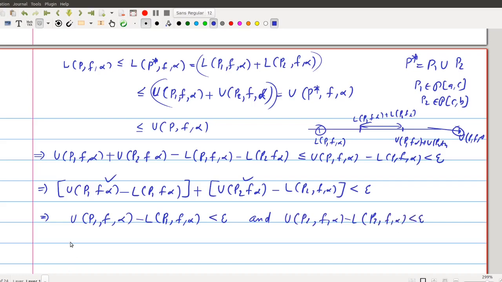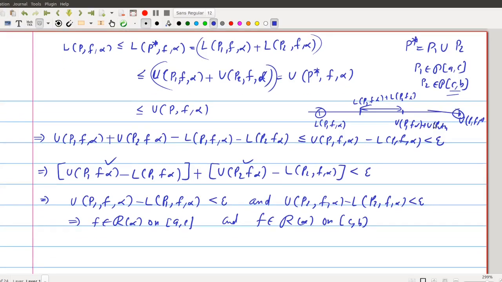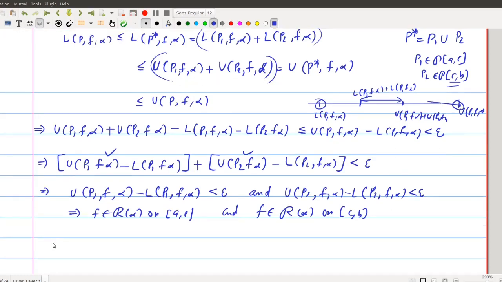This shows that since P1 is a partition of [a,c], f belongs to R alpha on [a,c], and f belongs to R alpha on [c,b], because P2 is a partition of [c,b]. Now we'll prove the inequality involving integrals. First we have this result, U(P1,f,alpha) plus U(P2,f,alpha) is less than or equal to, so we start with that.